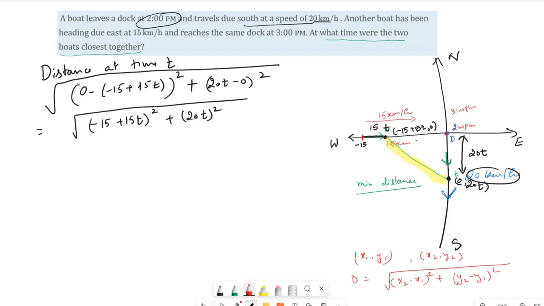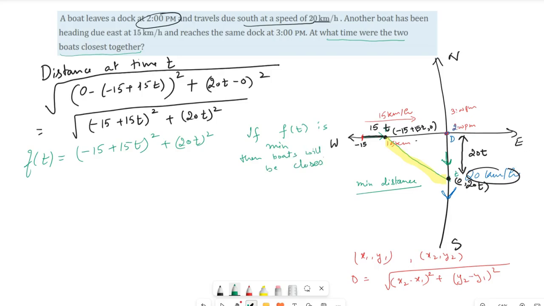Now, square roots are difficult to handle. Why don't we just consider what is under the square root? If that is minimum, the square root will be minimum, right? So f of t equals (negative 15 plus 15t) whole square plus (20t) whole square. We are saying if f of t is minimum, then the boats will be closest. Do you guys understand that? Because this is under the square root. If the term under the square root is minimum, then the square root of that will be minimum. That is the distance actually.